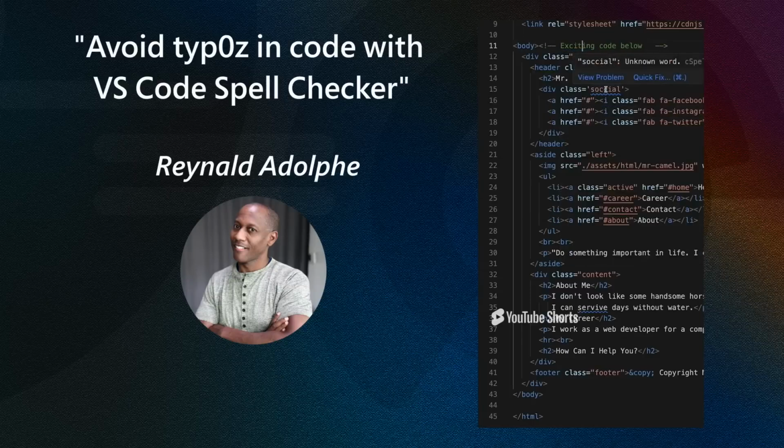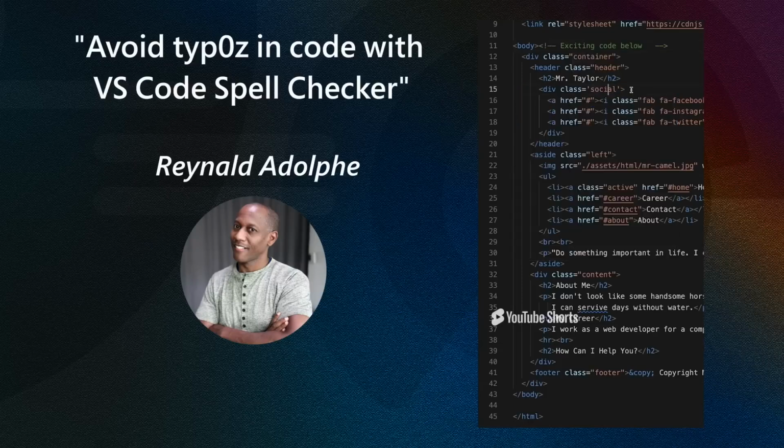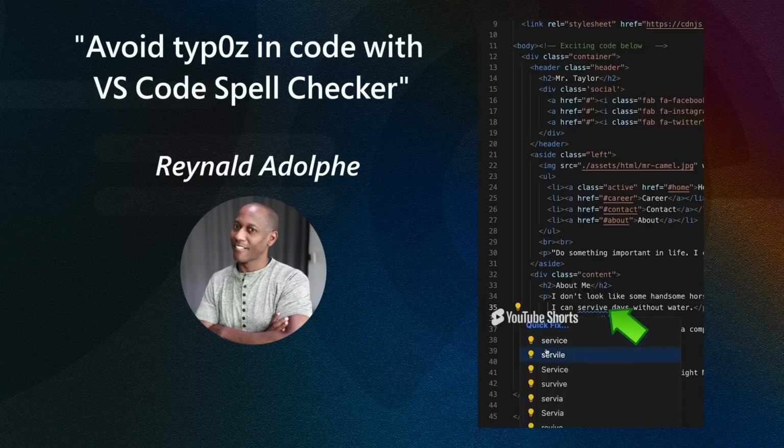On line 15, there's another typo in the class name. I will choose the correct spelling here, which is supposed to be social. Now, if I want my class name to be ignored by the spell checker, I'll just put it in double quotes. On line 35, I have another typo that I'll go ahead and fix. This is supposed to be survive.